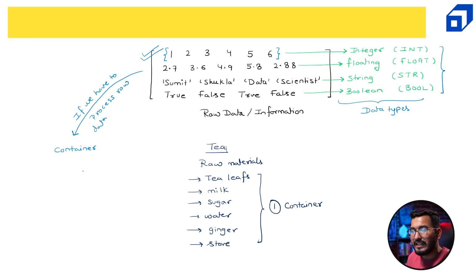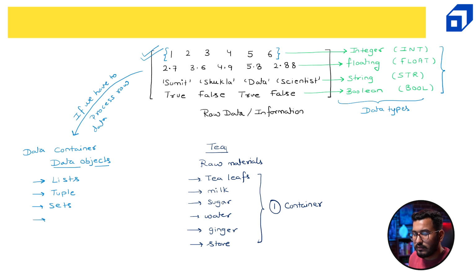And these containers, or the data containers that hold the data for processing, are known as data objects. They are the data objects. So the data objects that we have are list, tuple, sets, string, dictionary. Now these are my data objects that we have in Python.